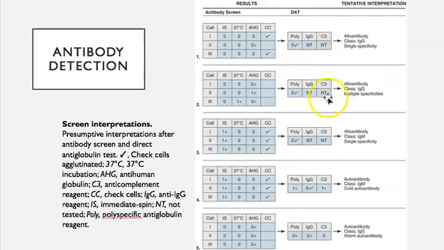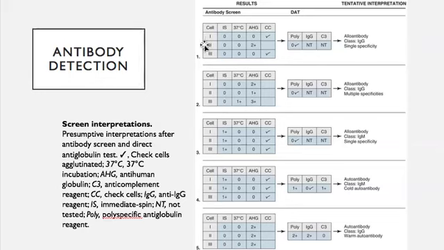Because we've got reactivity in one phase of testing, which is the AHG, and in only one cell, cell number 2, this indicates an alloantibody of the IgG class, because it's reacting at AHG, with single specificity. This means it's likely just one antibody because we're only seeing reactivity in one cell.